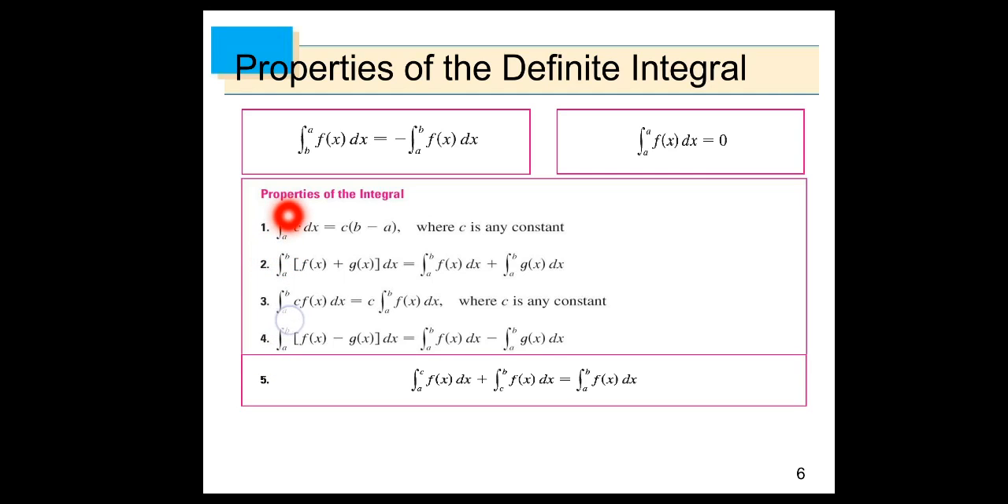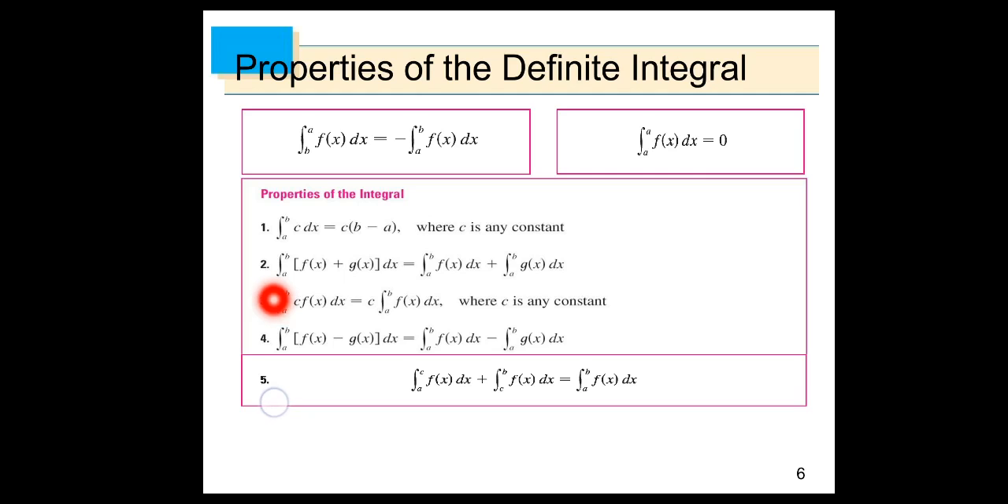Then we have another property, which is the integral from a to b of c dx, and c is our constant. It could be any constant. So it says that this expression would be equal to c into (b minus a), which are the constants of our limit.